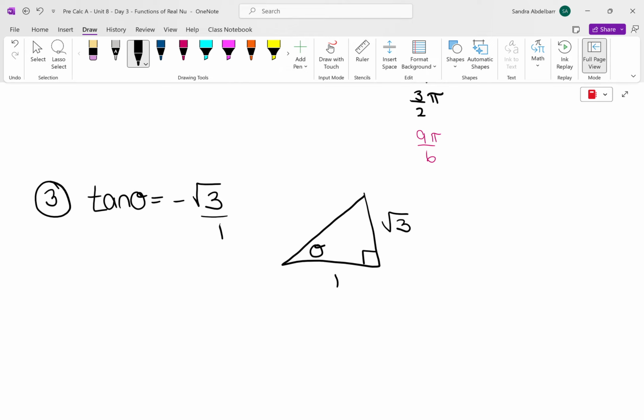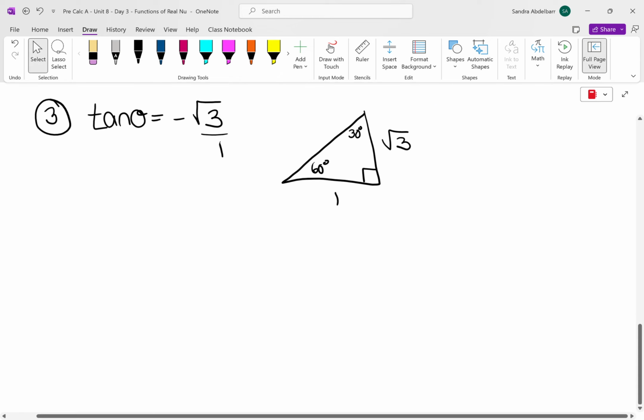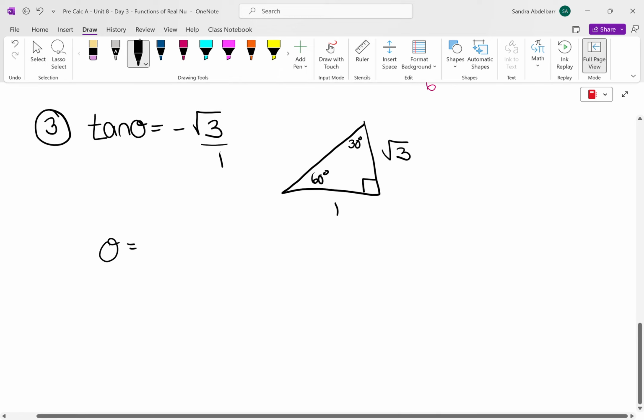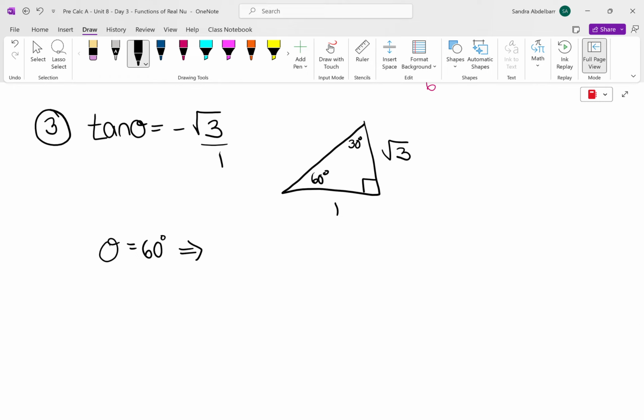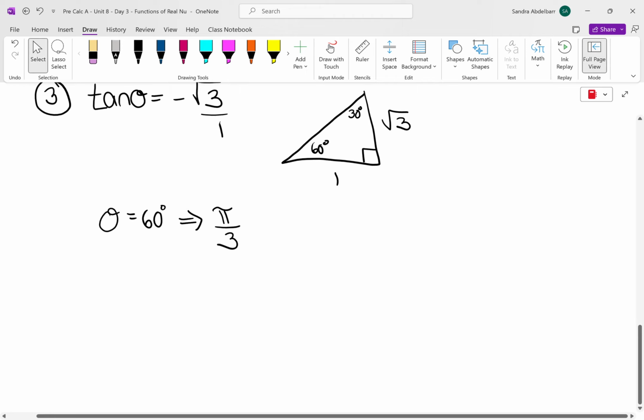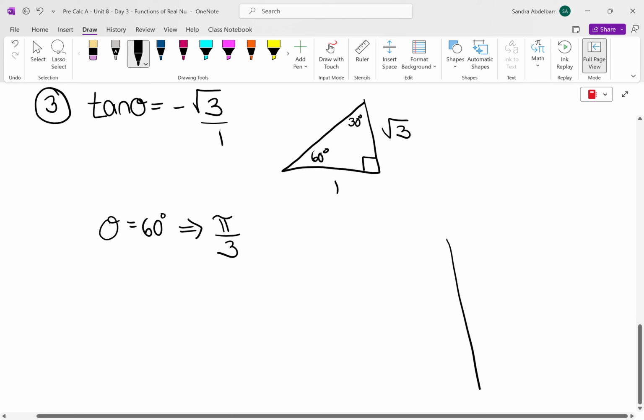So what kind of triangle is this? A 30, 60, 90. Oops, wrong one. This is a 30, 60, 90, and theta has to be 60. So now I know theta is 60 degrees, which is the equivalent to what in radians? Pi over 3. You got it. But this one's a little bit different than the other ones we've done.